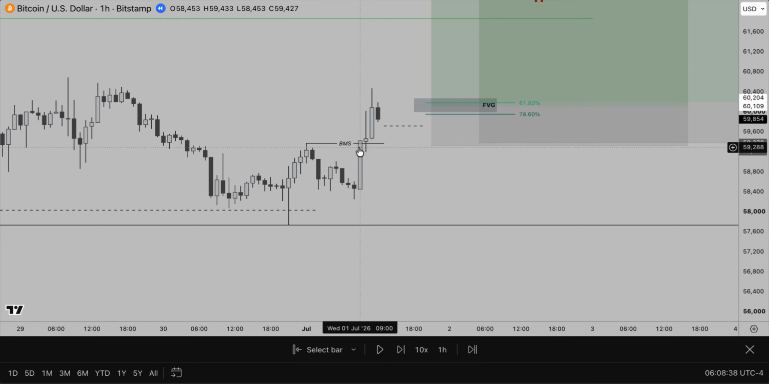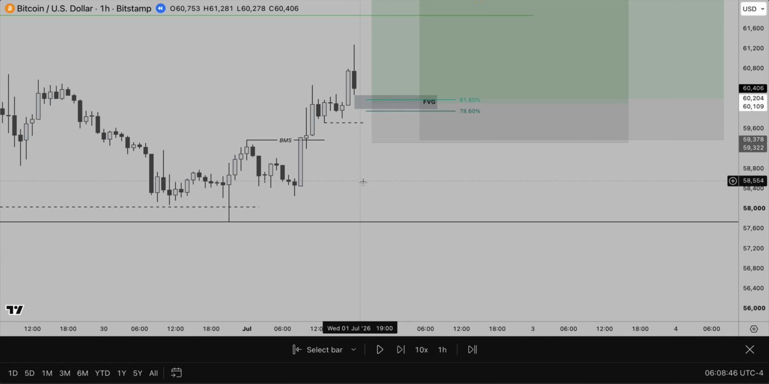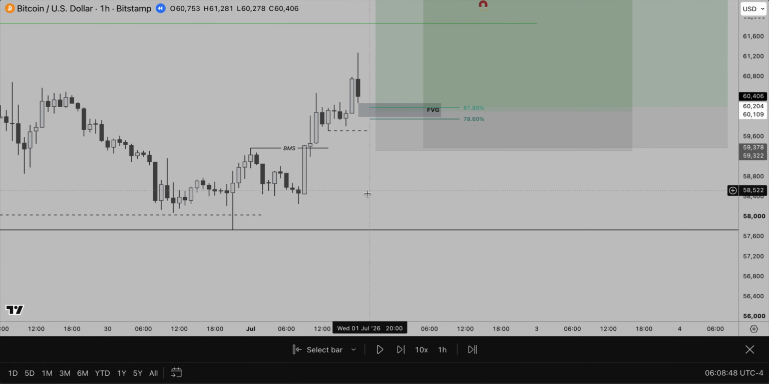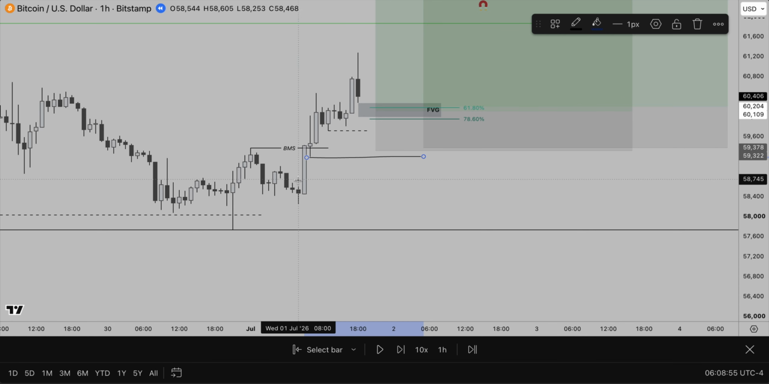Well, as we get the break of market structure, we had this move to the upside. What I was waiting for was a couple of things. The very first thing was for price to come back into a key area. Now, where is that key area? Well, we have this fair value gap down here. And also, I would like to see a sweep of liquidity. And this is the area I was looking for a sweep of liquidity.